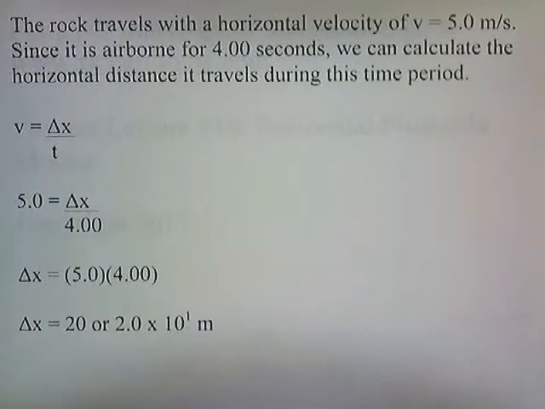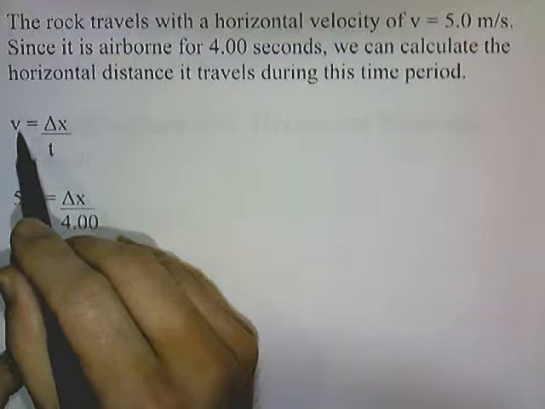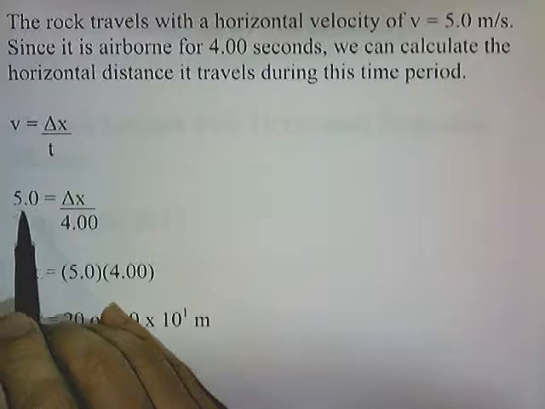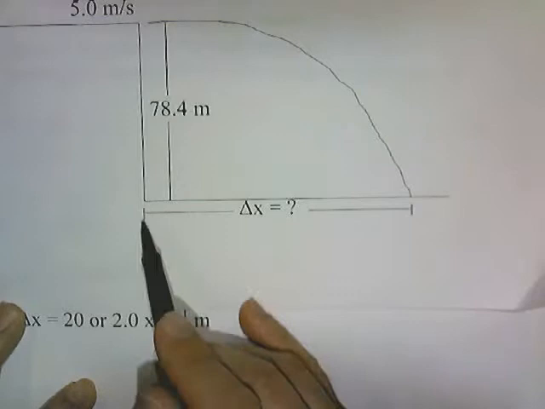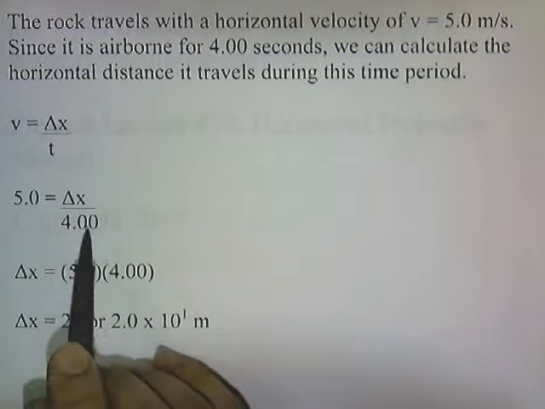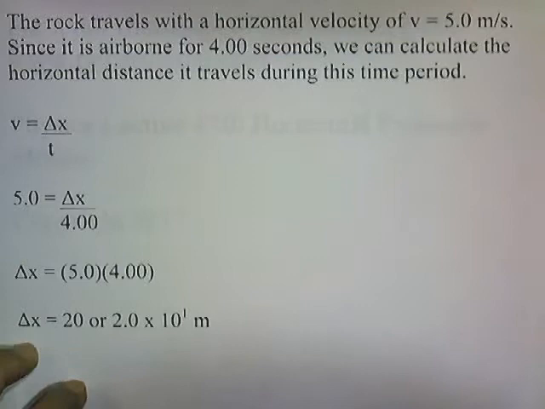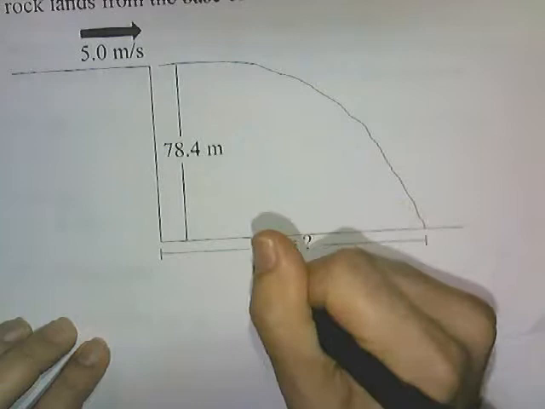Now, the rock travels with a horizontal velocity of 5 meters per second. Since it's airborne for 4 seconds, we can calculate the horizontal distance it travels during this time period. Velocity is distance over time. So we have horizontal velocity equals horizontal distance divided by time. It travels at a horizontal velocity of 5 meters per second. We're going to solve for the horizontal distance. And the time, which we solved for previously, was 4 seconds. So it spends 4 seconds in the air before it hits the ground. During this 4 seconds, it's traveling horizontally at that rate. So if we solve for delta x, we multiply both sides by 4, and we get 5 times 4 equals 20, or 2 times 10 to the 1 meters. So if you throw our object horizontally, it will cover a horizontal distance of 20 meters before it hits the ground.